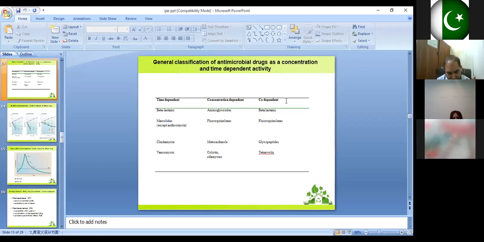Some drugs are also codependent, having both time and concentration dependence. So we should give more concentration, and also use the drug at minimum intervals. So these are the three main types of antibacterial drugs.